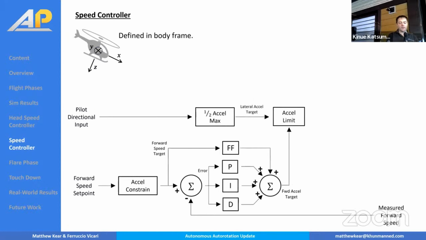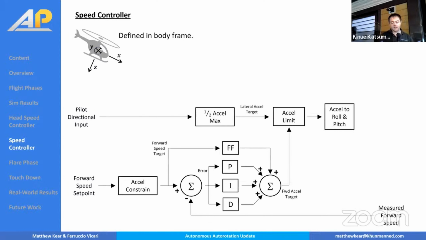So the output of the directional control gives us the lateral acceleration target, and the forward speed control gives us the forward accel target. They are then applied in a circular constraint on the accel limit. And if we do hit that limit, we are then stopping and preventing the I-term wind up.